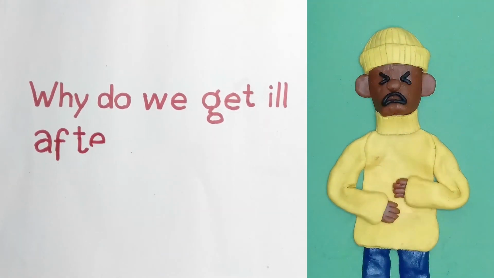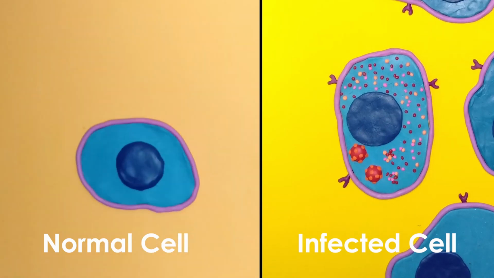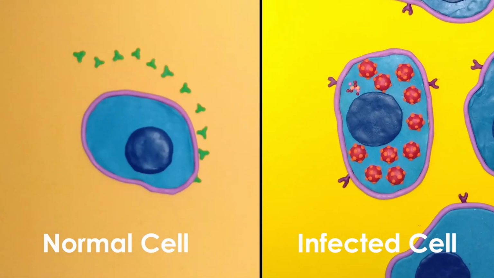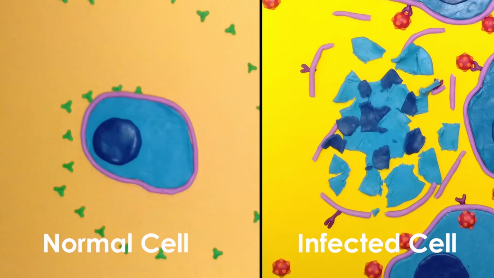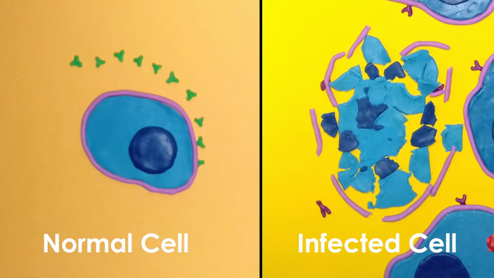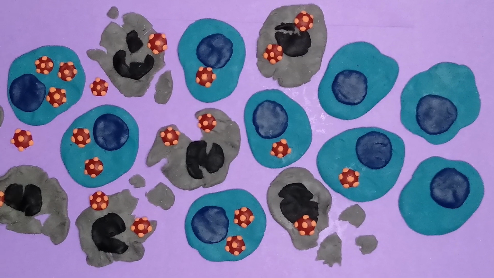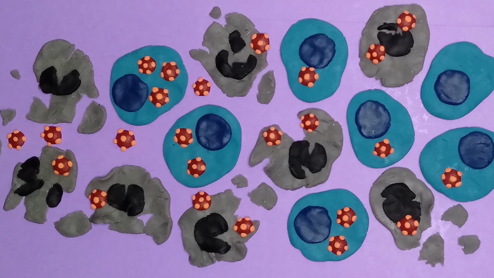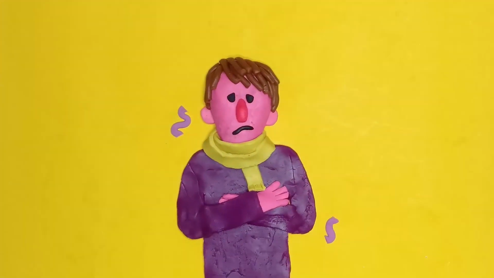Why do we get ill after a virus infection? The infected cell cannot do a normal job, for example, producing enzymes that digest our food. It has been reprogrammed to produce new viruses. The cell then explodes and dies. When many cells have been infected, many cells die. Dead cells are considered as garbage inside the body and can cause further reactions like fever.